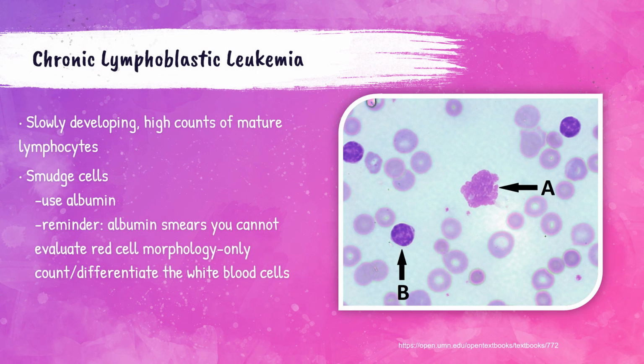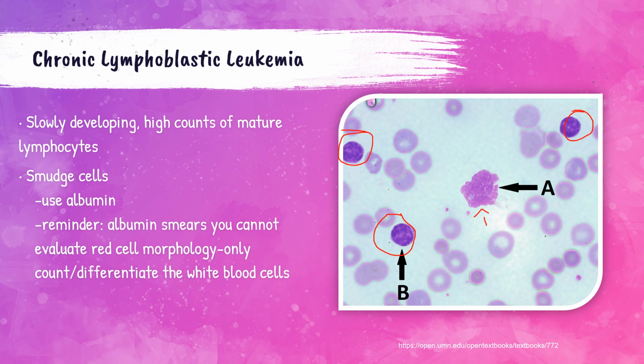Chronic lymphocytic leukemia, or CLL, is a slowly developing leukemia. This picture of a peripheral blood smear is very typical of a patient that has CLL. They will have lots of mature lymphocytes present, as well as something that we call smudge cells, which you can see here. So this is a lymph, this is a lymph, this is a lymph, and then this is a smudge cell. Okay?